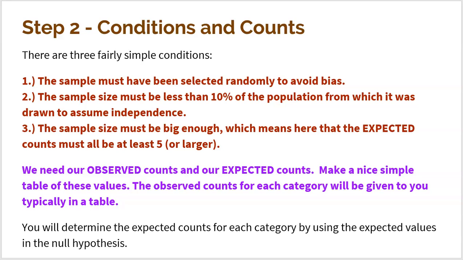But at the end of the day, all of the expected counts have to be 5 or larger, not the observed counts, just the expected counts. So we need our observed counts and our expected counts. We can't officially check off condition number 3 until we find the expected counts. So we're going to make a nice and simple table of values, and the observed counts for each category will be given to you, typically in a table. So note that the observed counts are always given to you. We just simply have to calculate the expected. It's really simple. Check this out.